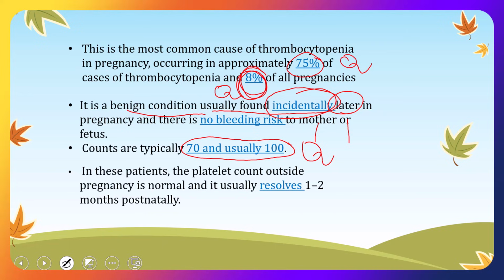Now in these patients, the platelet count outside the pregnancy is normal, meaning the patient is not going to give you any sort of history of thrombocytopenia before the pregnancy, and it usually resolves 1 to 2 months postnatally. That's why this is known as gestational thrombocytopenia, because it usually resolves postpartum.